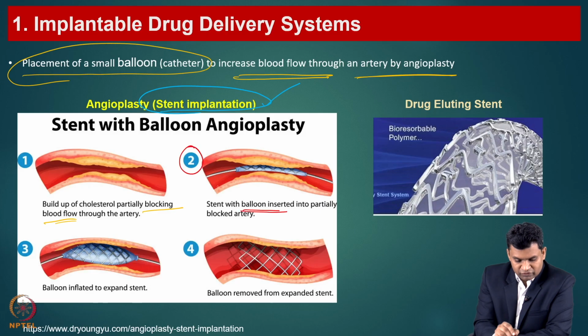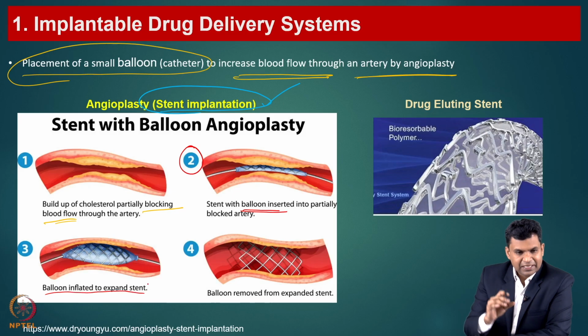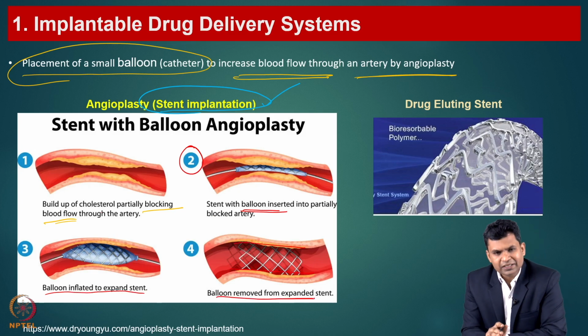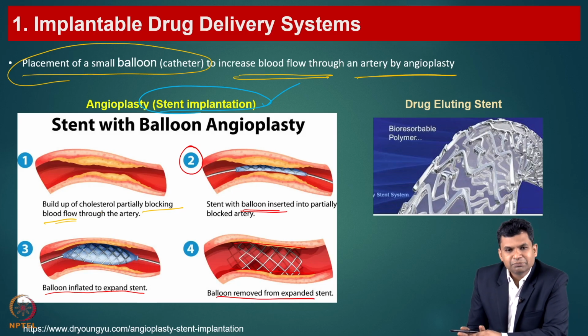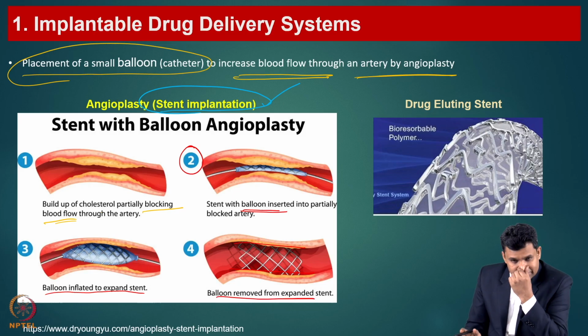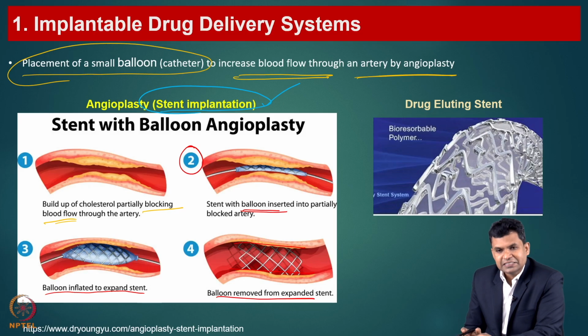So, in step 2 we will place the balloon with the stent, and after that this balloon will expand the area, and later we will place this expanded stent in the artery, and after that we will remove the balloon. So, this is called a conventional stent, which we use for the treatment of various types of heart-related diseases.